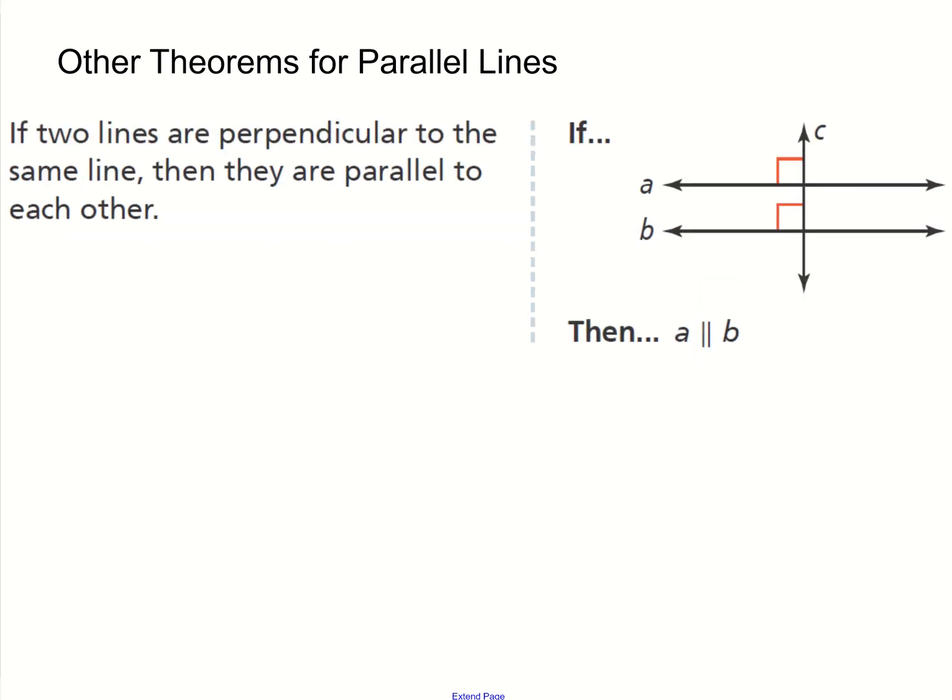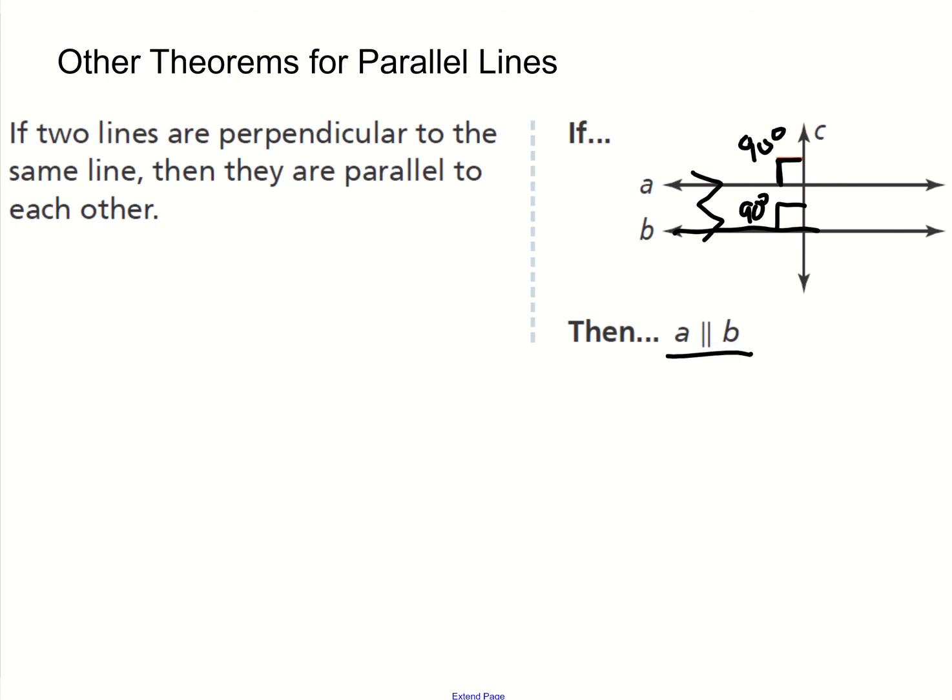Another theorem states that if 2 lines are perpendicular to the same line, then they're parallel to each other. So for example, perpendicular means it crosses at a 90-degree angle, a right angle. So A is perpendicular to C and B is perpendicular to C as well. So that means that A has to be parallel to B.